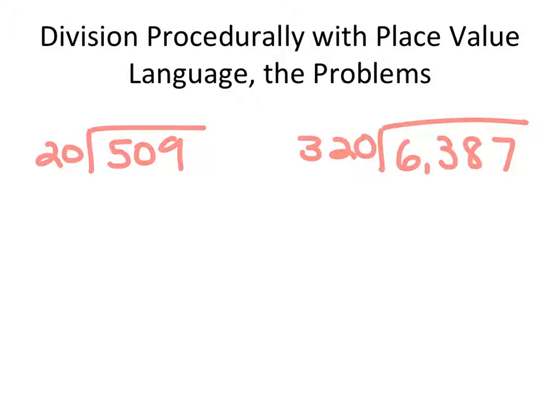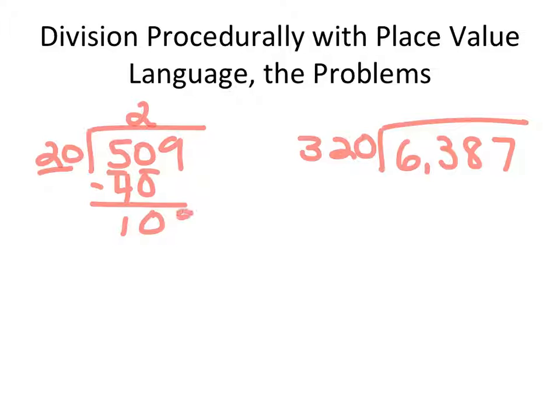So what would this look like? In a traditional way, we would say, how many 20s are there in 5? None. How many 20s are there in 50? 2. 2 times 20 is 40. We subtract to see what we have left. What's important here is that this is not really a 2, it's really 2 10s. So we know that there are at least 2 10s in the answer. We know there are at least 20 20s in 509.